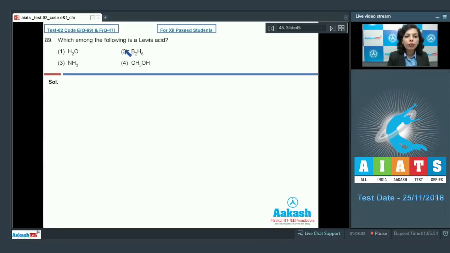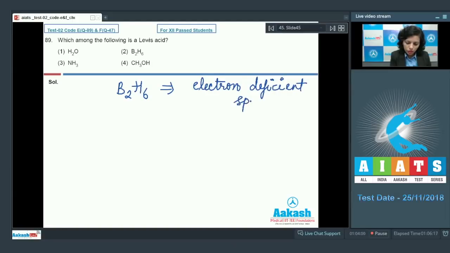Now, it's the turn for the next question. Question number 89. Which among the following is a Lewis acid? We know that Lewis acids are electron acceptors, and if we look at the given options, we'll identify that B2H6 is an electron deficient species. Why is it electron deficient? Because boron is there and its octet is not completed. B2H6 is the dimer of BH3, and in case of BH3, the octet is not completed. That is why B2H6 is considered an electron deficient species, and that's why it is a Lewis acid.